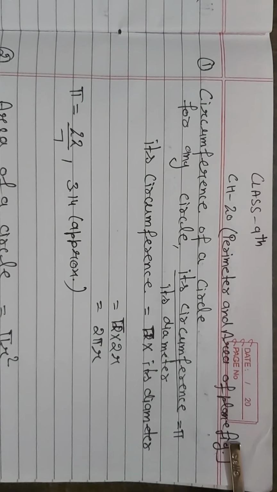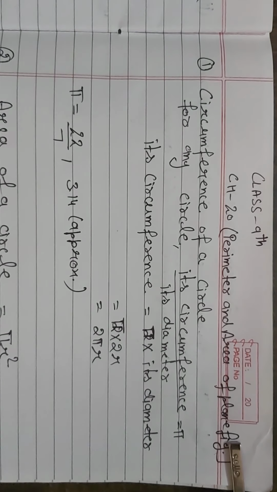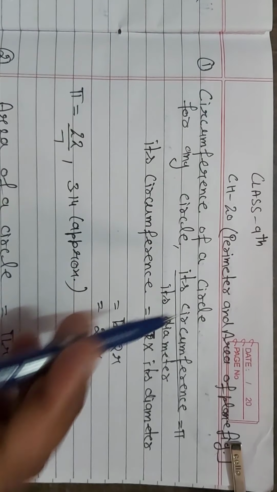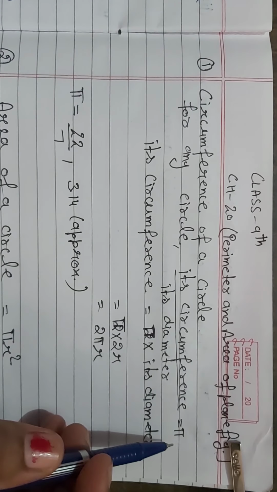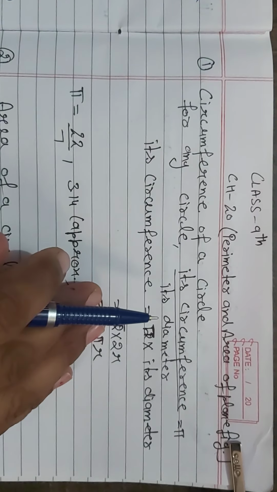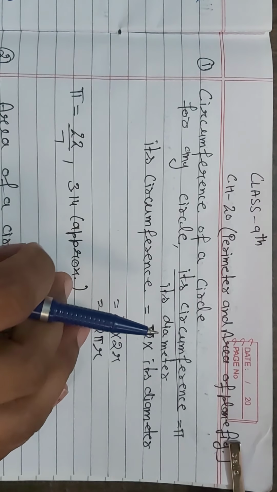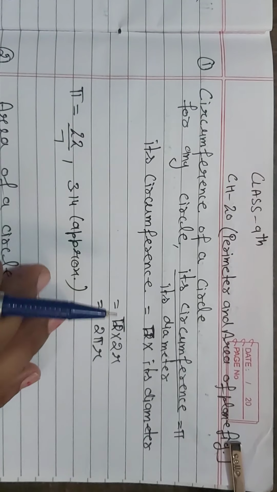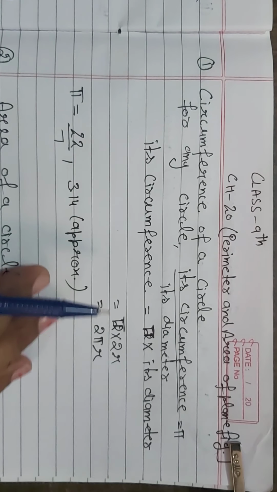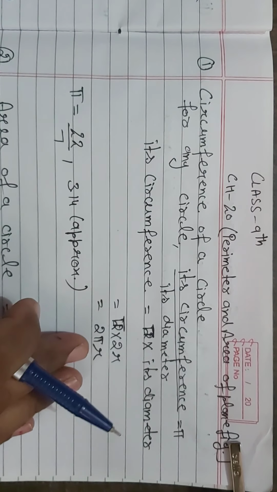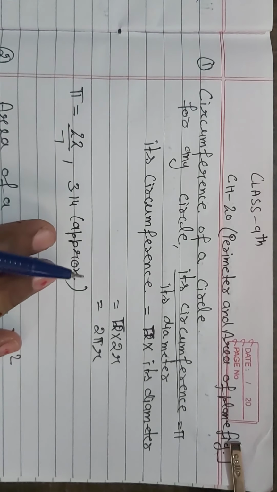Good evening. Today we will discuss the topic of 9th standard chapter number 20, perimeter and area of plane figures. In the previous video we have already done exercise 20A. Today we will discuss exercise 20C because 20B is not in our syllabus. So first we discuss some basic concepts of this exercise.